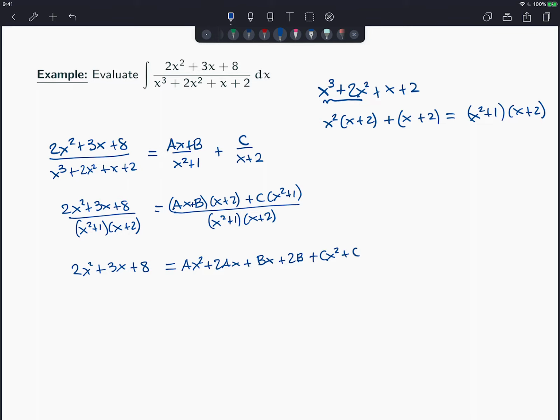And now what we need to do, I want to compare coefficients. This method is called undetermined coefficients. So I want to factor everything that's multiplied by x squared. I have an a and a c. So a plus c multiplied by x squared. Now I'm going to see who is multiplying the x. I have a 2a and a b. So the 2a plus b is multiplying the x. And now the terms that are not marked are just constant terms, 2b plus c.